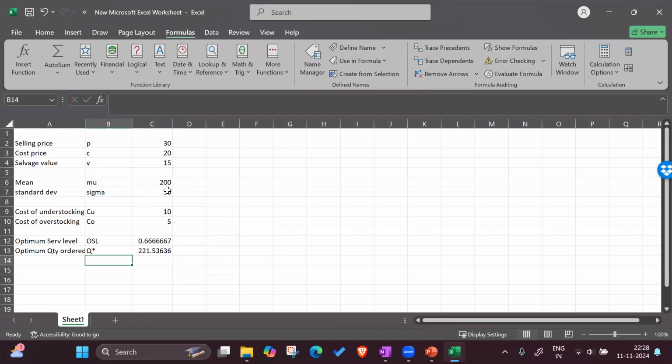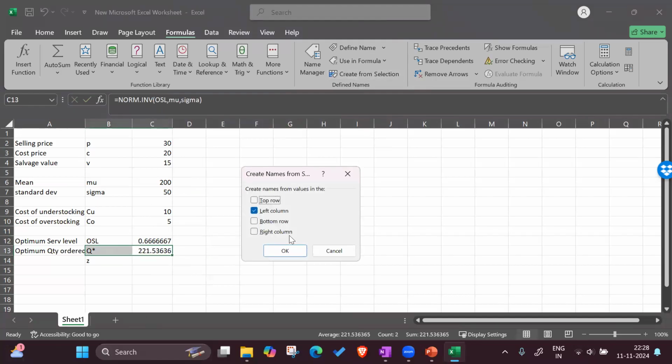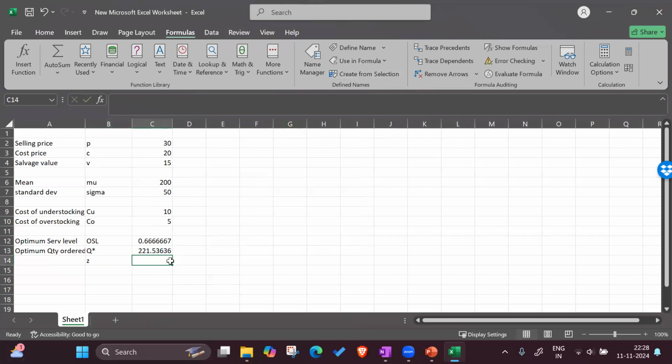Now from this, we can calculate Z. Z we already know is (Q star minus mu) by sigma. Let's calculate that. What I'm doing every time, for those of you who already know this, is setting names for each of these values so that when you look at the formula itself you understand what I've used. When typing this, instead of cell references, you are getting the names. So Q star minus mu by sigma, and Z gives me 0.43.